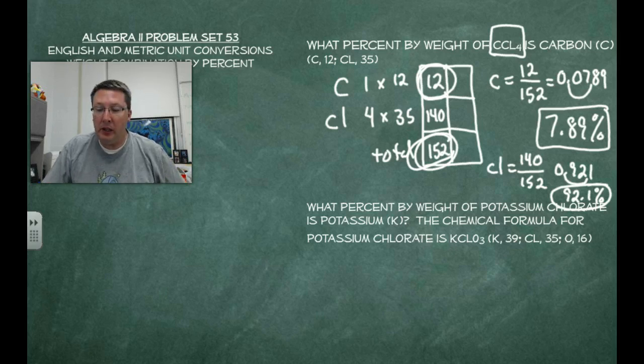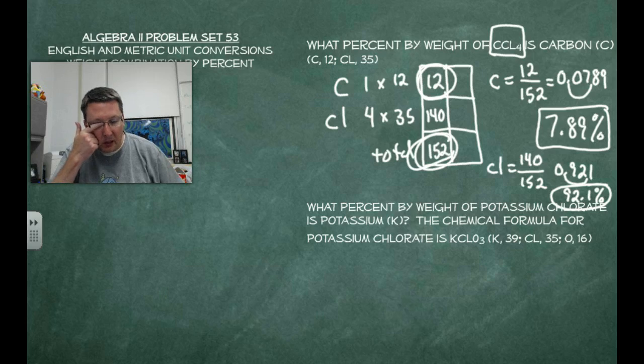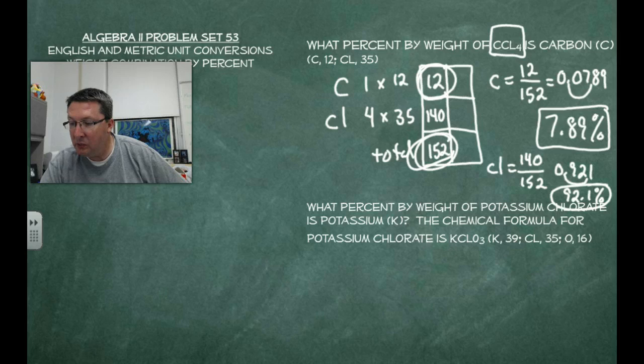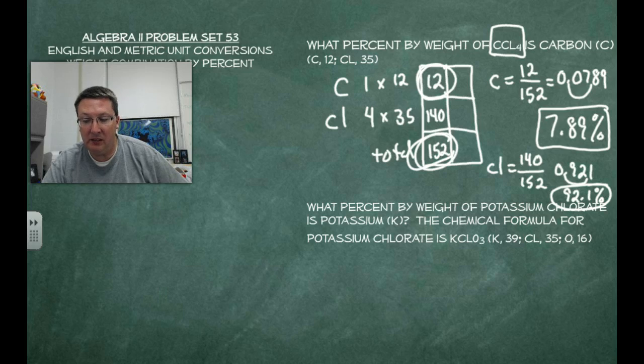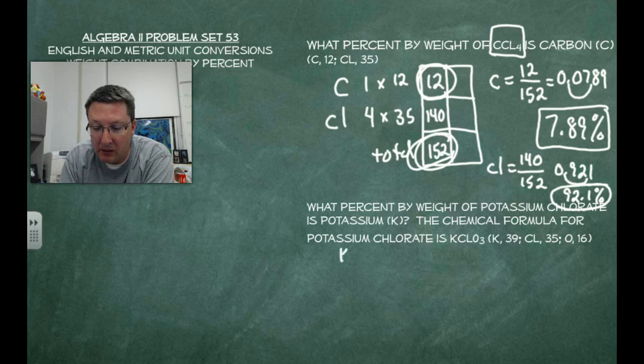Okay, so let's try another one. Maybe this one will make sense. We have what percent by weight of potassium chlorate is the potassium? Chemical formula for potassium chlorate is KClO3. So we start off the same way. We're going to make this little table. K, we have some potassium, we have some chlorine, and we have some oxygen.